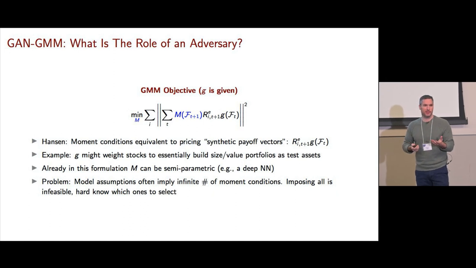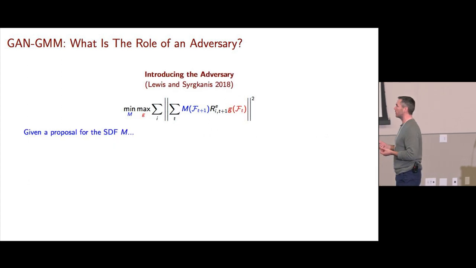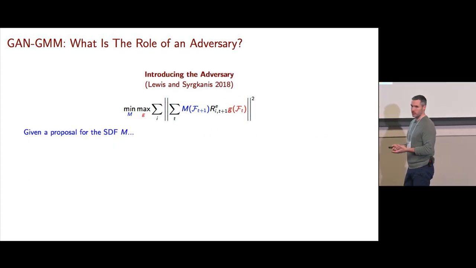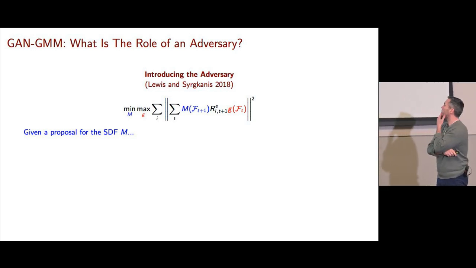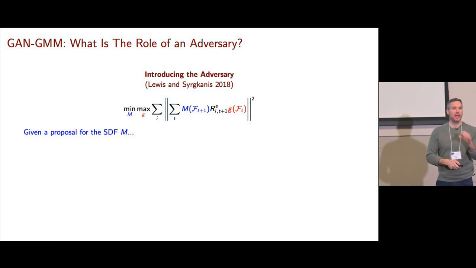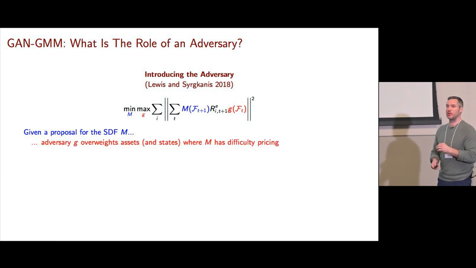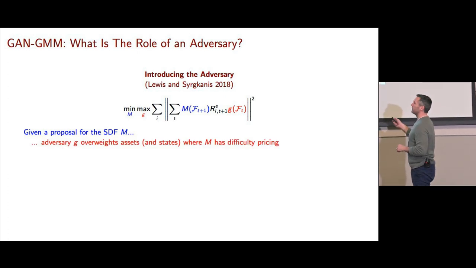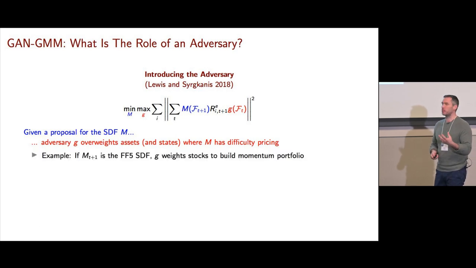Well, you can correct it. You can use machine learning to correct it. You can use a data-driven choice of what those moment conditions should look like. And that's where the adversary comes in. All right? This idea of adversarial GMM shows up in the literature, very interesting 2018 paper if you want to take a look. The basic idea is that, listen, you give me a proposal for an SDF. Imagine there's an adversary out there that's going to try and find all the portfolios that are most poorly priced by that SDF. Well, that's what the adversary does. This is a very powerful idea for improving the performance of models.